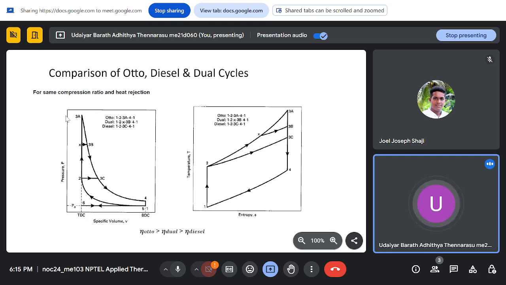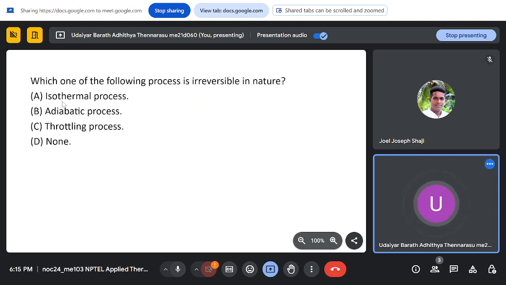So this gives us the comparison of all three cycles. So with this we'll move on to see some numericals and MCQs. So the first one is, which one of the following processes is irreversible in nature? A. Isothermal process, B. Adiabatic process, C. Throttling process, and D. None.